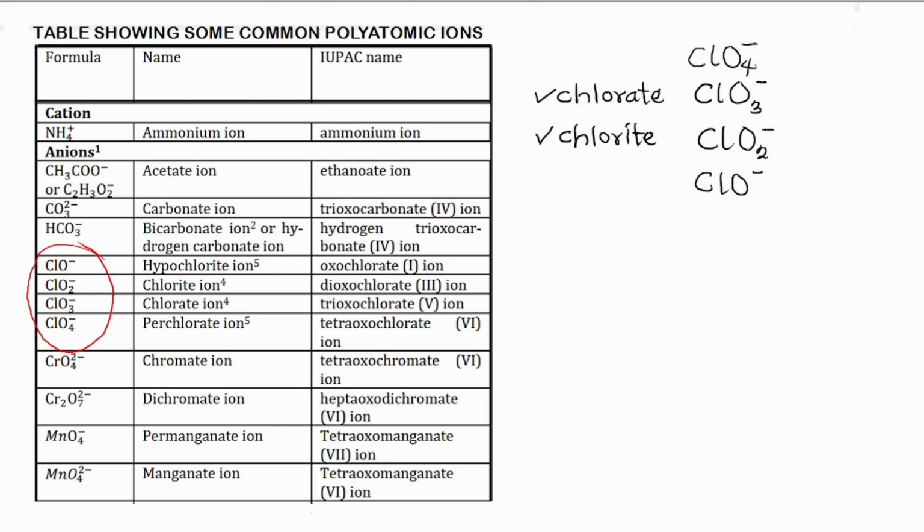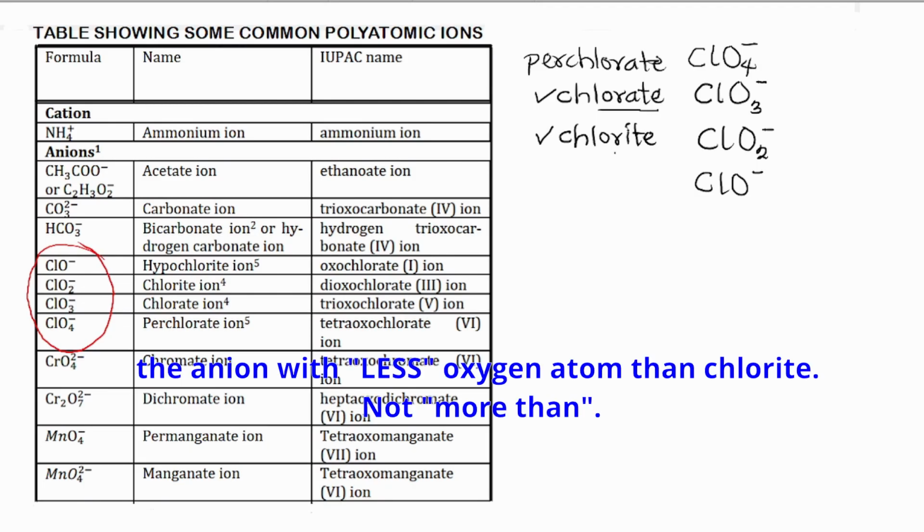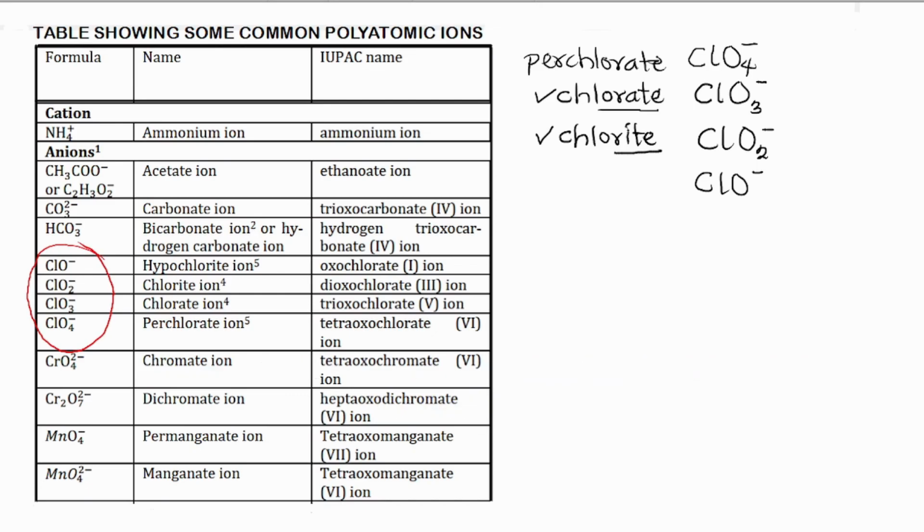The rule states that the polyatomic ion with 1 oxygen atom more than the anion with the suffix -ate, that is, the polyatomic ion with more oxygen atoms than chlorate in this case, is given the prefix per. So ClO4- is going to become perchlorate, while the polyatomic anion with 1 oxygen atom less than the anion with the suffix -ite, in this case, the anion with fewer oxygen atoms than chlorite, is going to be given the prefix hypo. So ClO- is going to have the name hypochlorite.